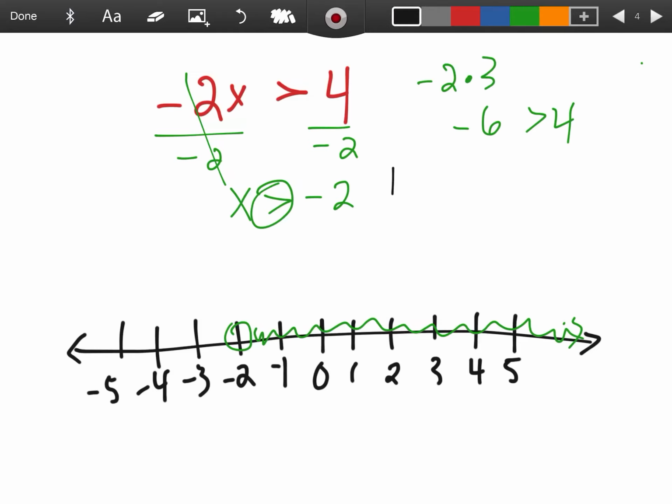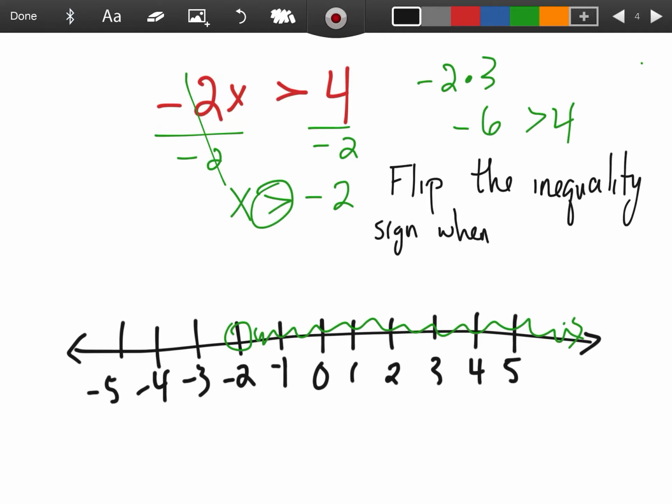All right, so I'm going to write that quickly. Flip the inequality sign whenever you multiply or divide by a negative.